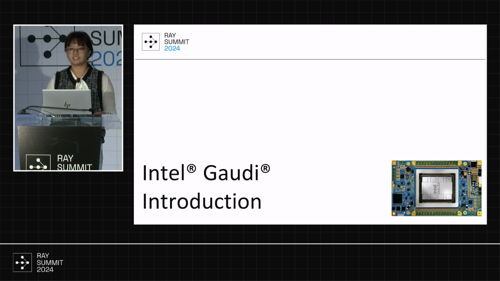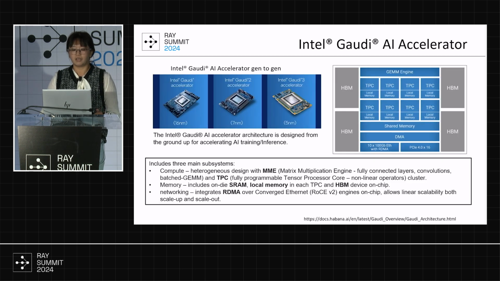So let's start with the introduction of Intel Gaudi. So what is Intel Gaudi? Intel Gaudi AI Accelerator is designed from the ground up for AI training and inference. There are 3 main subsystems, including the compute units, memory units, and networking. For the compute design, Gaudi is built with a heterogeneous design with MME and TPC.